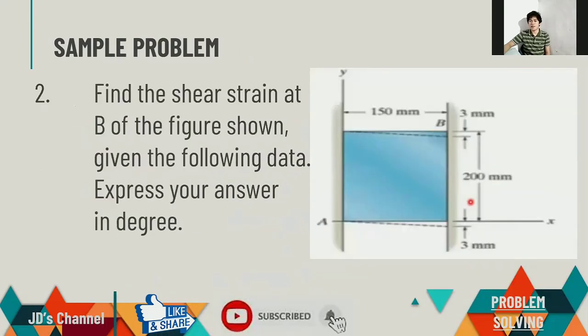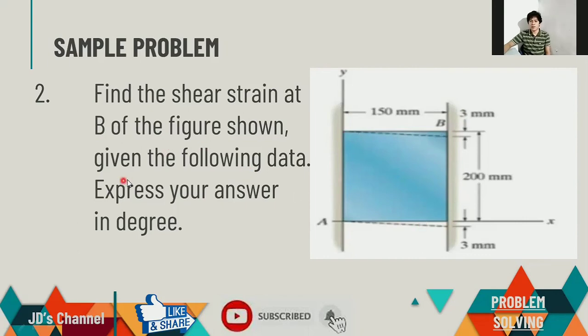Ayan, so next problem, class. Sample problem number 2. Find the shear strain at B. Okay? Ito, madali lang to, class. Since itong ating, kung makikita natin sa ating figure, naka-fix lang to. Ayan. So, meaning to say, ang maaaring mag-adjust lang niya, ito. Ayan, tsaka dito. So, kung ma-adjust dito, syempre, yun yung maging adjustment niya dito.